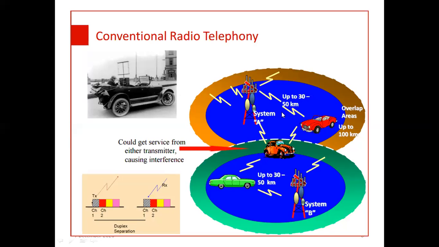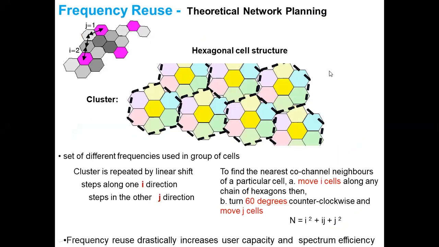Conventional radio telephone, this is what we were using in the early days. So the cell radius is around 30 to 50 kilometers. They were not using frequency resources efficiently with techniques like FDMA, TDMA also. So now coming to this hexagonal cell structure, the same thing I have already discussed.